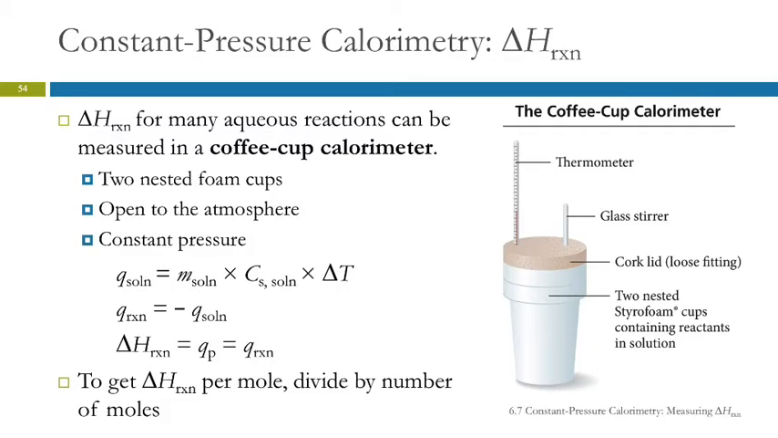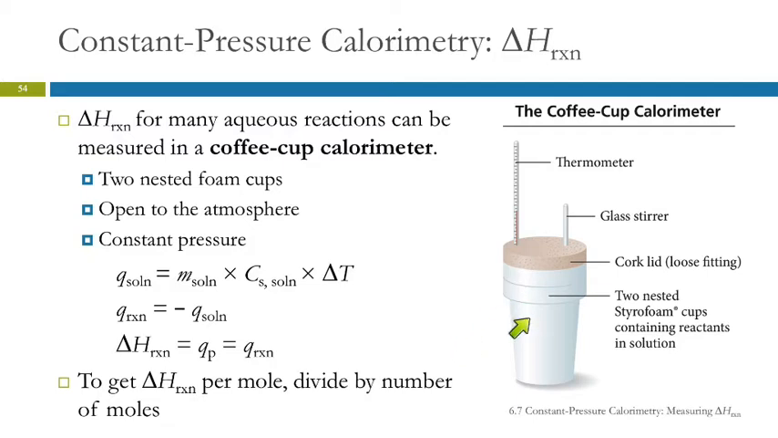So the bomb calorimeter was constant volume. This is constant pressure calorimetry, which is much more low tech. So here we have an illustration of what we affectionately call a coffee cup calorimeter. And this is the type of calorimeter that we're going to use when we do our experiment 6B.